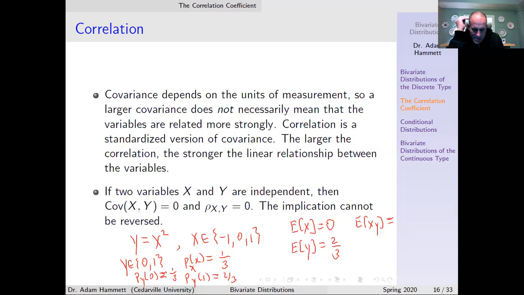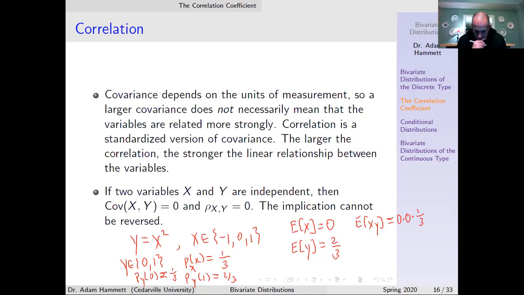Well, Y could be 0 and X could be 0. And that happens precisely if X is equal to 0. The only time that Y is 0 is when X is 0. So what is the probability that that happens? Well, 1/3. Okay, so let's take a look at that. So this is 0 times 0 times a third, because that's how often that happens.